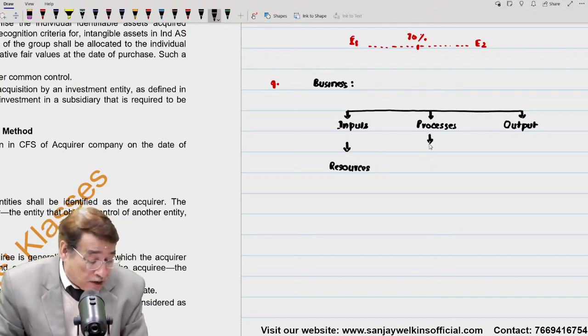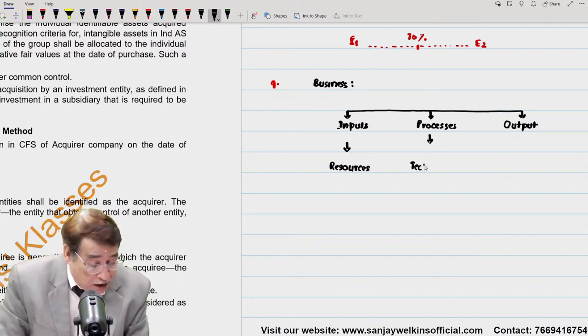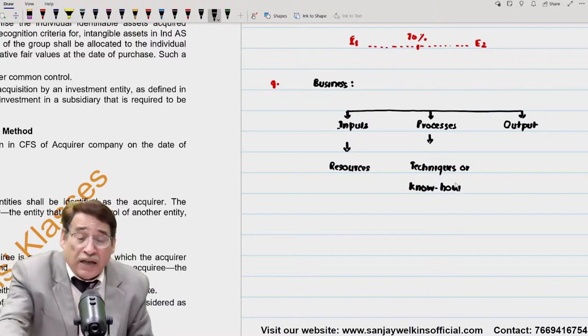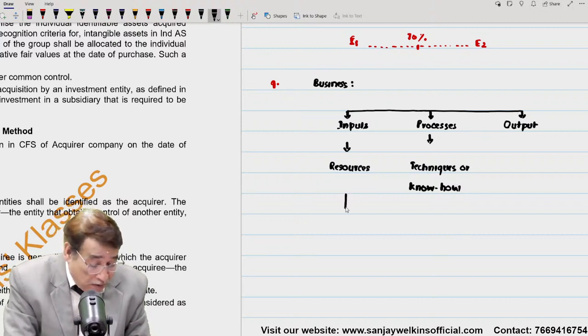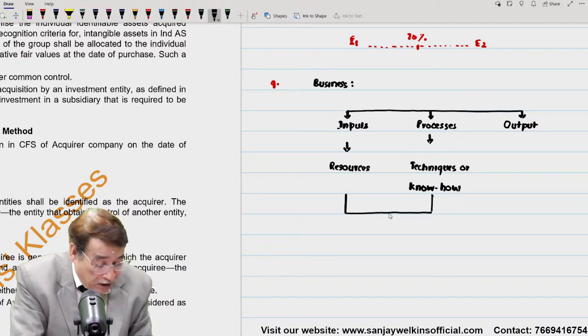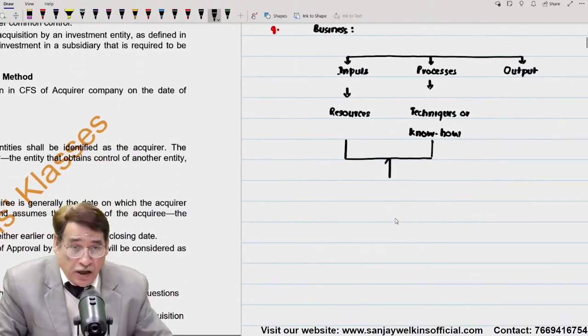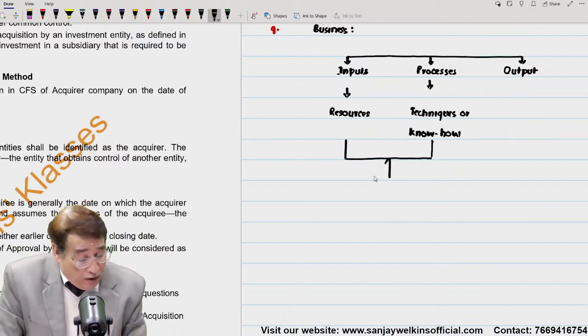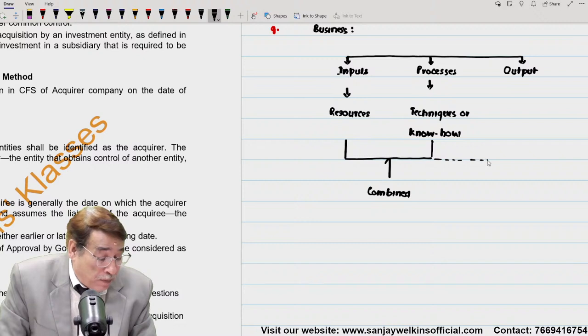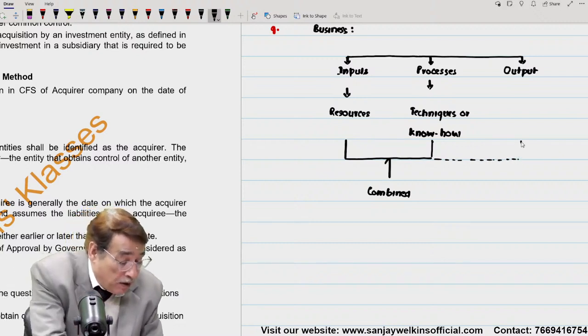Further, this entity must have some techniques or processes, some techniques or know-how. And these two things, inputs and processes, can be combined and integrated. We should be in a position to combine them and integrate them. And by combining or integrating them, we should be in a position to generate some output. Output stands for revenue.